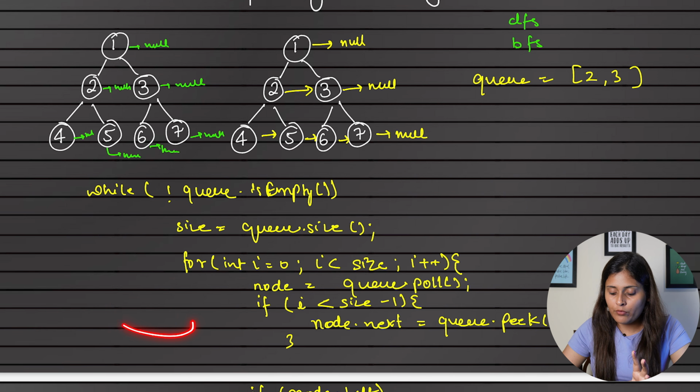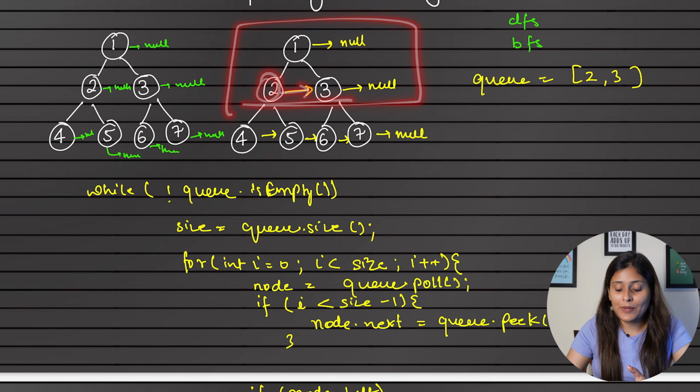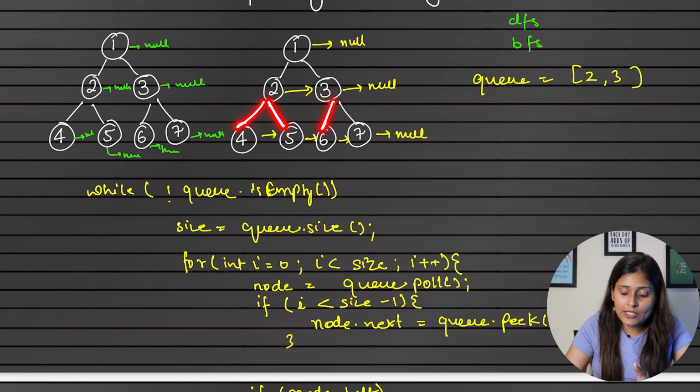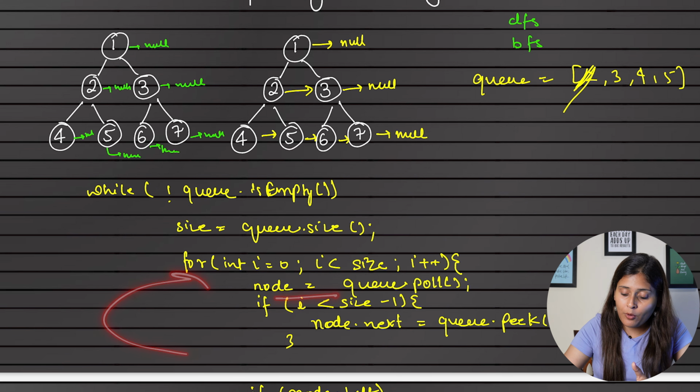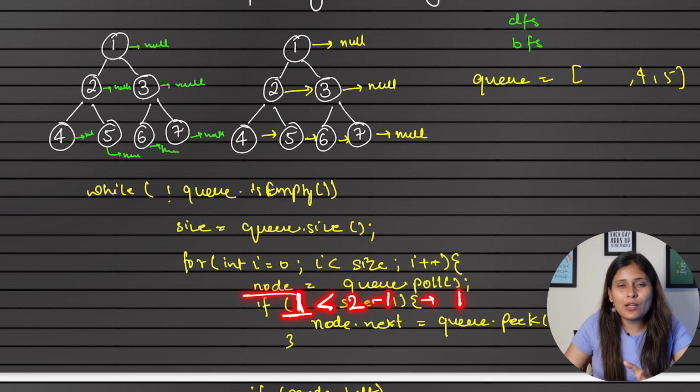Pop we will do once again when we come here and check again. So 2 dot next we have connected. Now further, the children of 2 and 3 will be added. First 2 has been popped, so its children will get added, which are 4 and 5. Next time 3 will get popped. The index for 3, if you remember, is 1, and size minus 1, 2 minus 1, is 1. So is 1 less than 1?